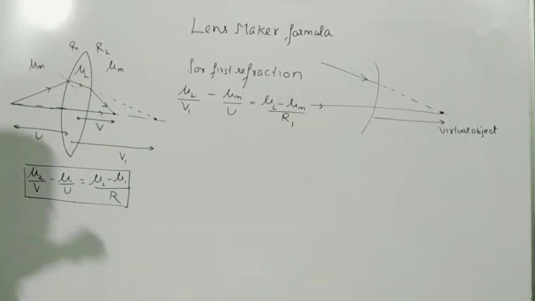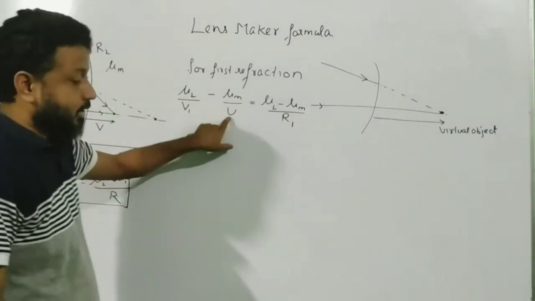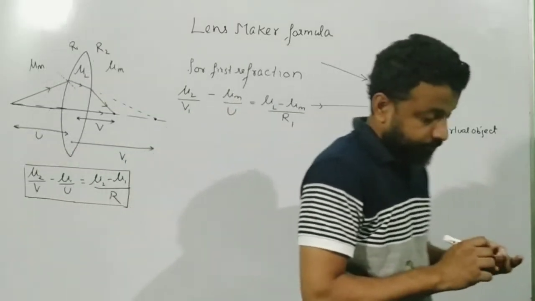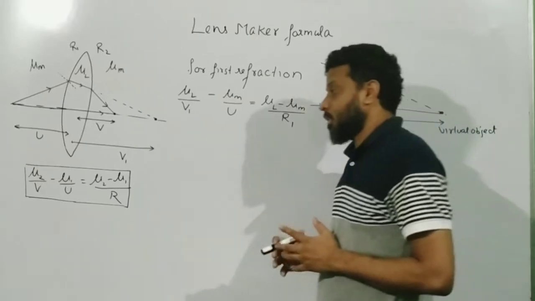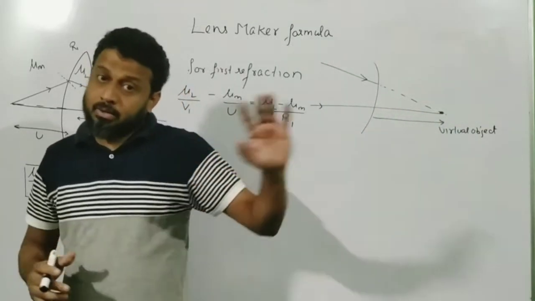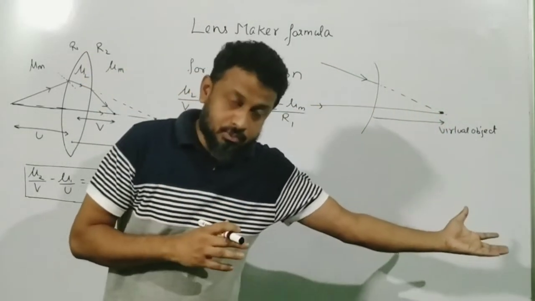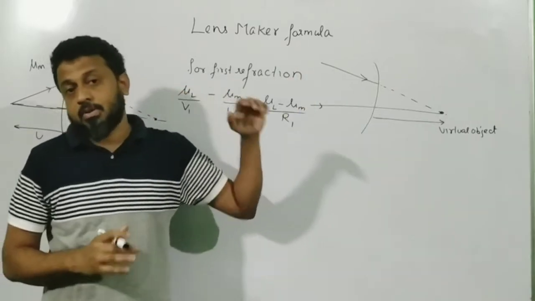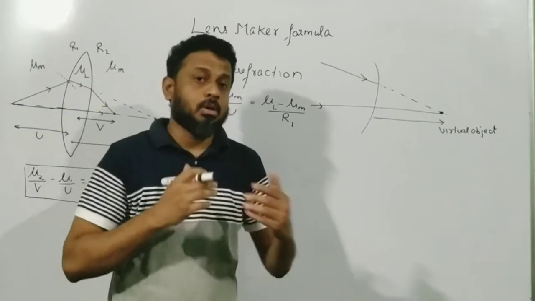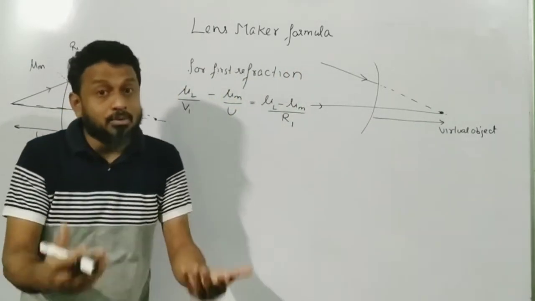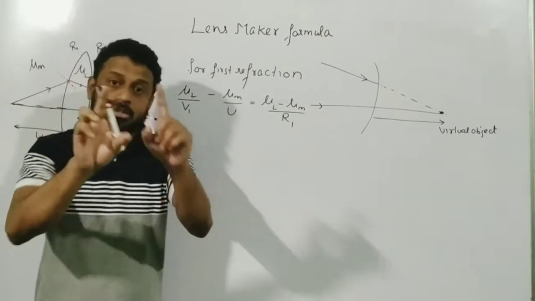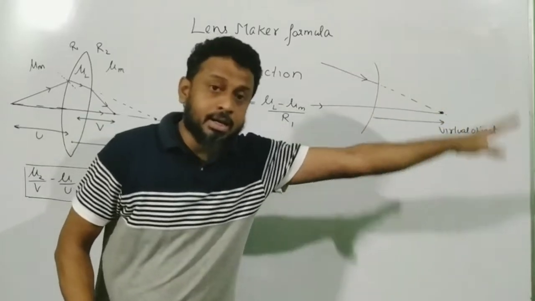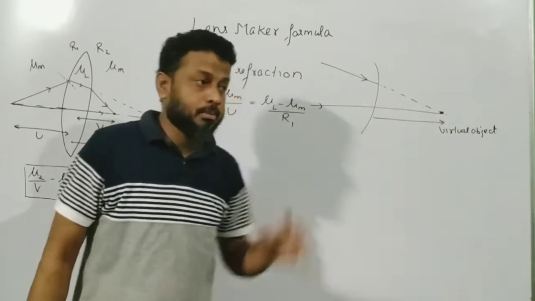Now here you may ask, sir, why am I not writing this with a minus sign? This is a very good question. Now listen to this very, very carefully. After obtaining the final formula which we are going to derive, while solving the numericals or while using that formula to find the focal length using the curvature, we are going to use sign convention. So the end result is where we are going to use sign convention.